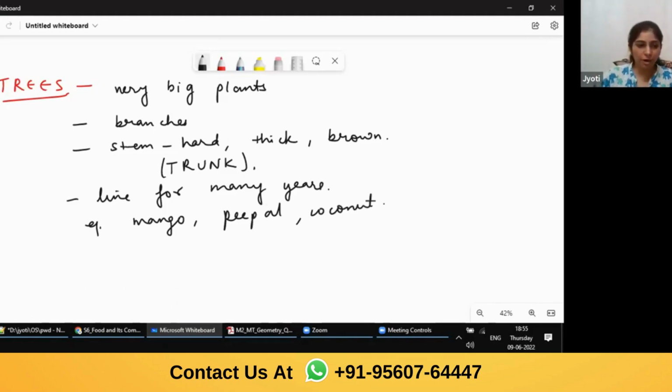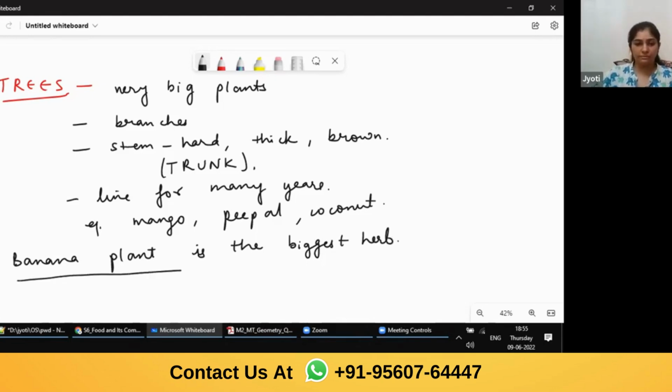And one important thing: the banana plant is the biggest herb. Remember that. The banana plant is the biggest herb. You can write this, it is an important line.